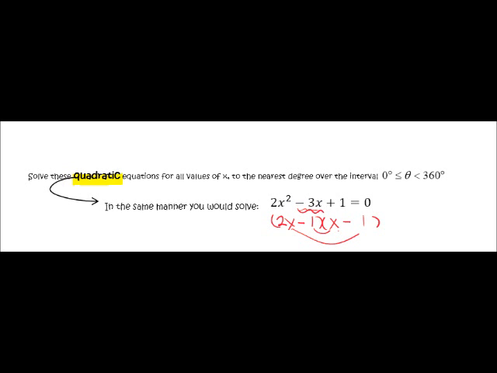So we factored this. At this point, you guys know that each of these factors must be set equal to 0. If you solve for x, we find that x equals 1/2 and x equals 1. This is the same method we're going to use for these trig equations. Here we go.